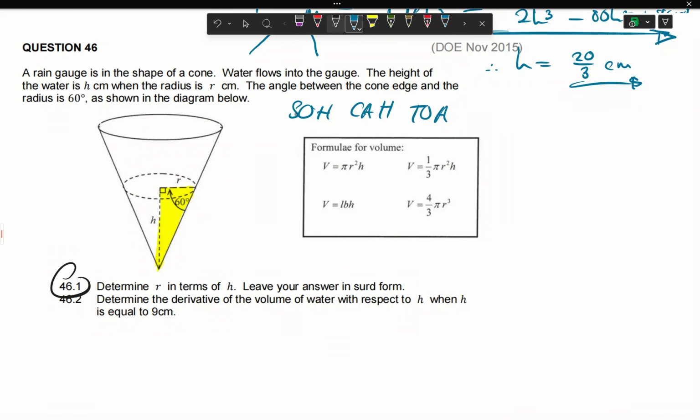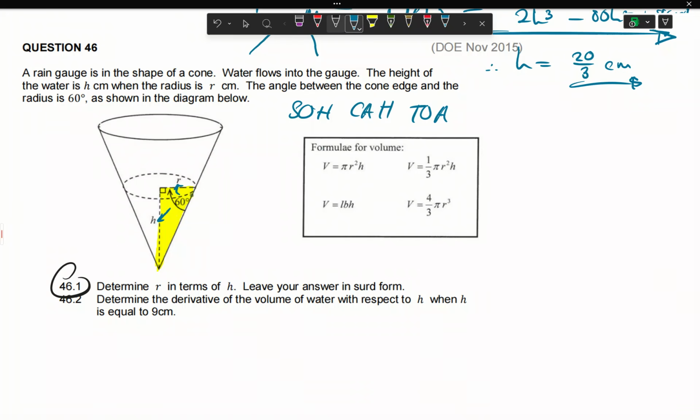So SOHCAHTOA is what? Sine is opposite to the angle over adjacent to the angle. So you're just going to use sine there. So sine of the angle, the 60 degree, is going to be what? You say opposite, which is the height, all over what? The hypotenuse, not the hypotenuse, but the r, which is the adjacent. And then opposite, oh, it says opposite over adjacent. We're not going to use sine. Let's try with cos.